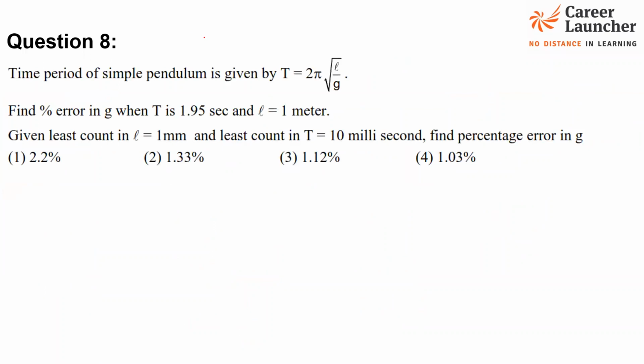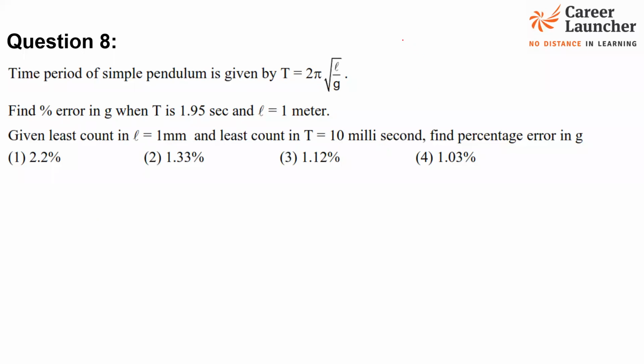A pretty simple problem on errors, as we generally do in errors. Time period is given as 2 pi under root L by G. Find the error in G where T is 1.95 seconds and length is 1 meter. The least count, that is delta L, is given as 1 millimeter and least count in time is given as 10 milliseconds. What is the percentage error in G?